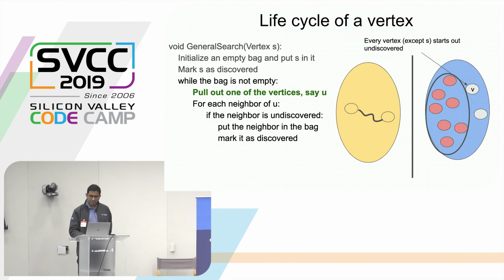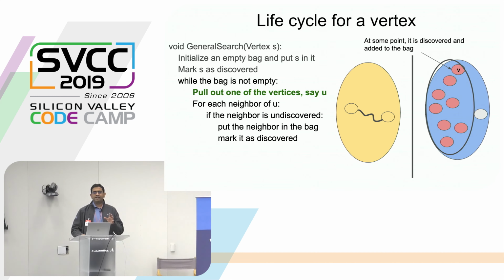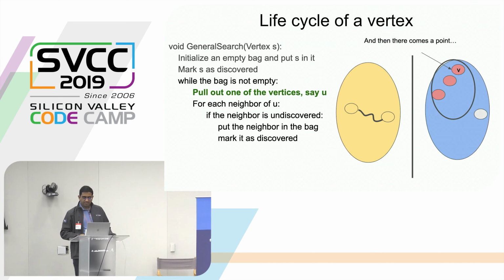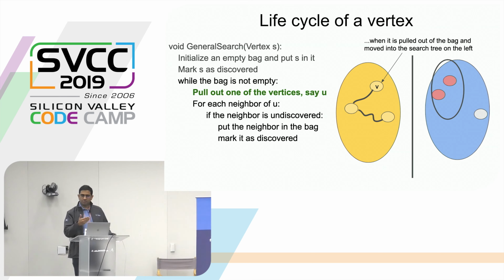So going back to this life cycle of a vertex, each vertex is discovered at most once. It's added to the bag. Adding a vertex to a bag, whether it's a queue or a stack, is a constant time operation. Extracting it from that queue or stack is also a constant time operation. After extracting it, looking at all of its outgoing neighbors takes time proportional to the degree of that vertex, basically a term for how many neighbors that vertex has.